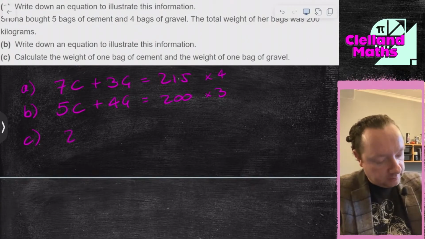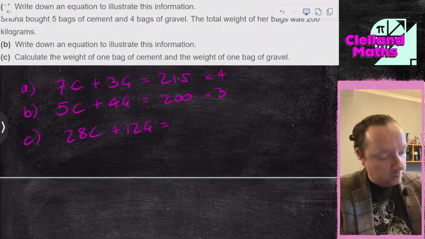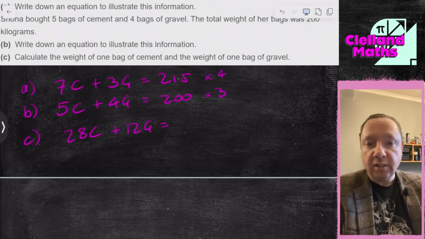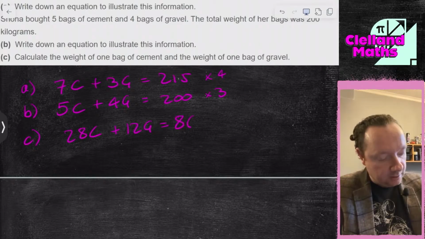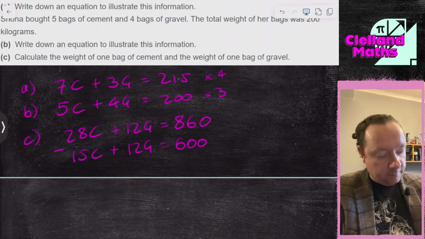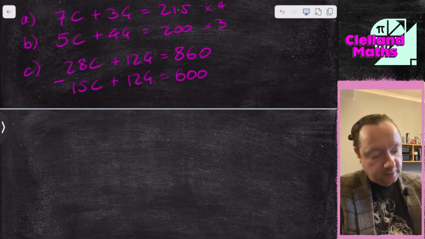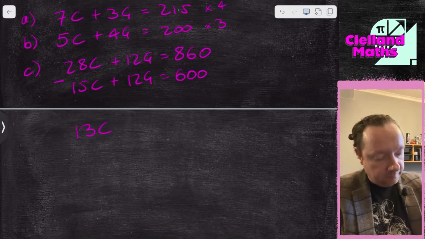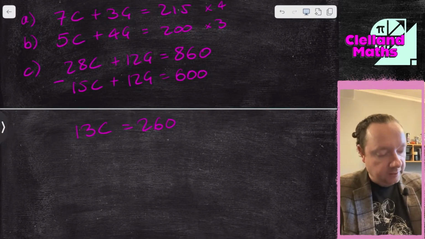4 7s is 28C, 4 3s is 12G, and 4 times 215, well, 4 200s is 800, and 4 15s is 60, so we're on 860. 3 5s is 15C, 3 4s is 12G, and then we've got 3 200s is 600. Signs are the same on G, so I'm going to take away. 28 minus 15, well, that is 16, 17, 18 makes 13C. And 860 minus 600 is 260. Well, 13 goes into 26 twice, so C is 20.